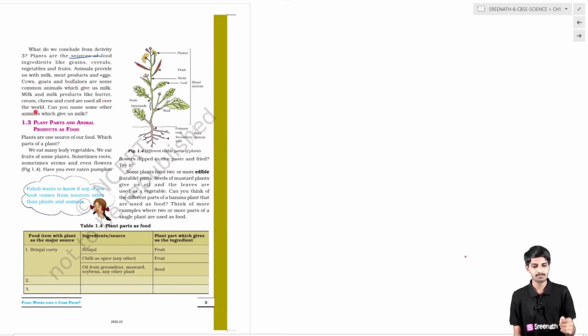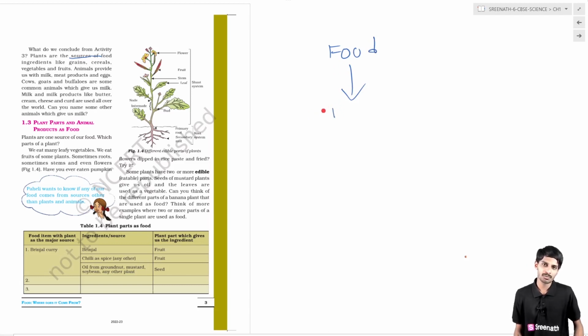Butter, cream, cheese and curd are also used all over the world. We use milk products very widely all over the world. So finally, what have we done? Food. There are different types of food, and you prepare different types of food using ingredients. What is meant by ingredients? The materials used to prepare food are called ingredients.